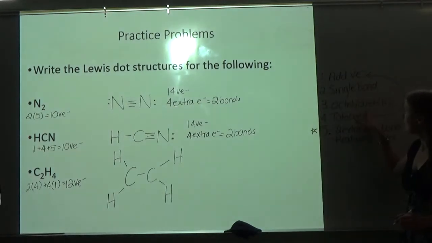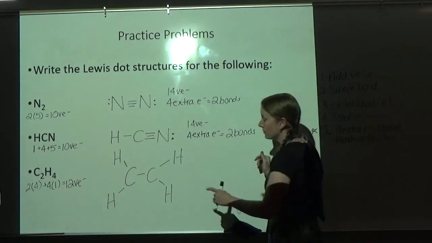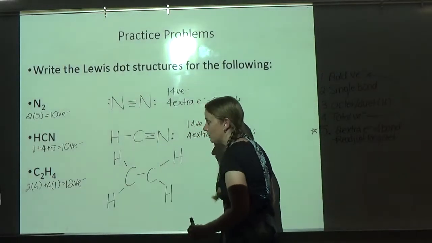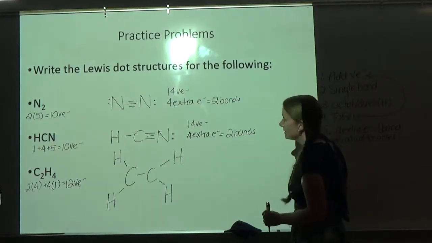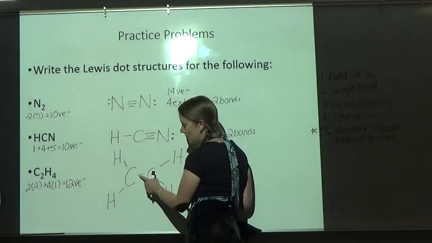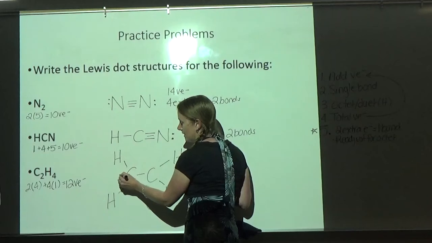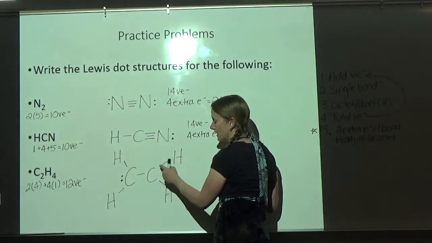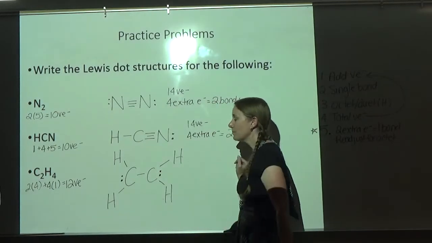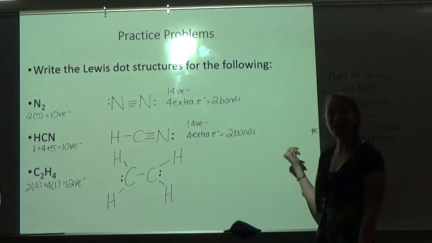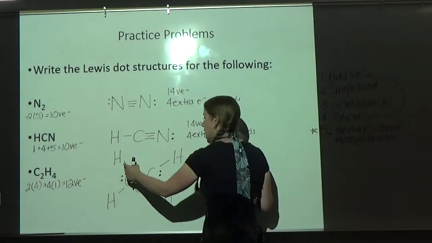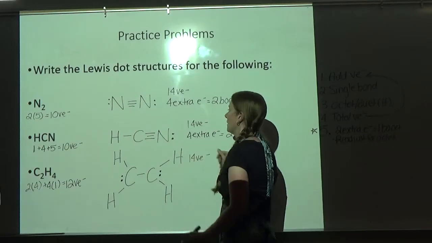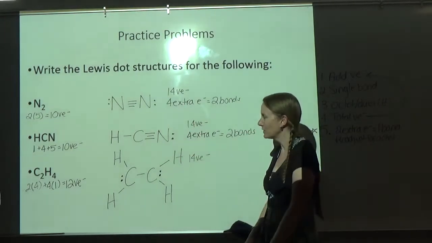So next step is octet and duet. Hydrogen follows the duet rule. So this one's stable with 2, this one has 2, this one has 2, and this one has 2. And carbon follows the octet rule. Right now this one has 2, 4, 6, so it needs 2 more to make 8. This one has 2, 4, 6, so it needs 2 more to make 8. Now I can check my total. So I have 2, 4, 6, 8, 10, 12, 14 valence electrons. Wow, that's weird. I picked 3 in a row that have 14.